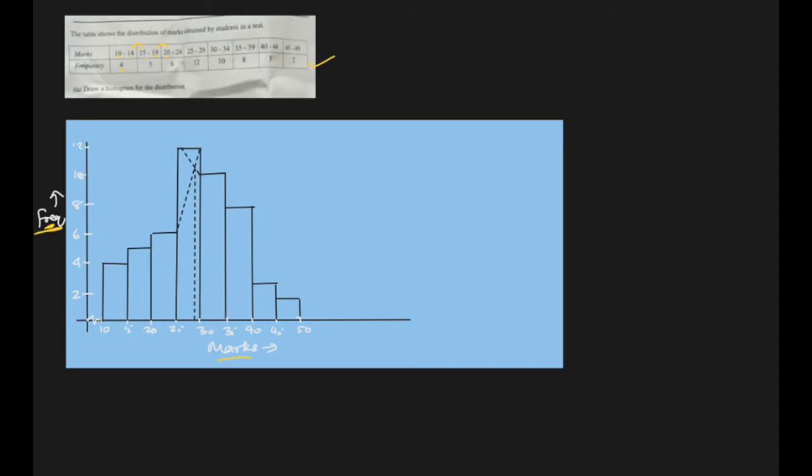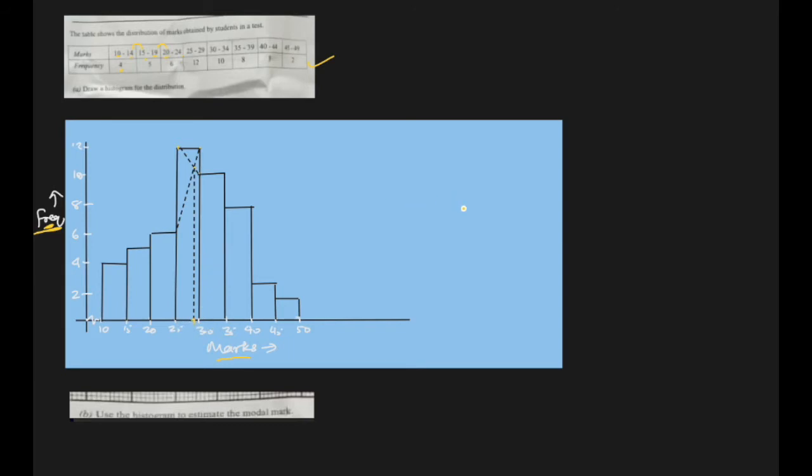Now, for the second part, they're asking to use the histogram to estimate the modal mark, not modal class. When they say modal mark, that means they want one mark. This is the modal class, the tallest tower in this graph. So we select that one and connect the corner of each top end to the top end of the neighboring one. They intersect here and we get a projection on the horizontal scale, and according to this, 27 or 28 is the modal mark.